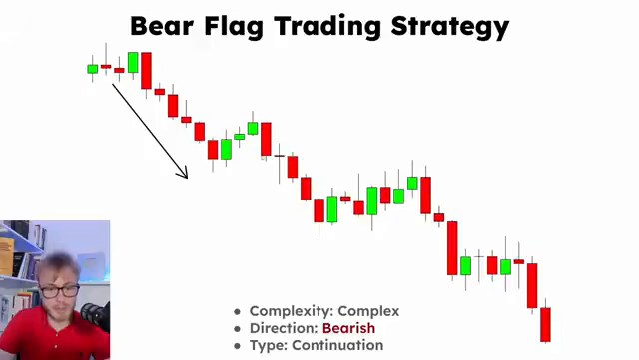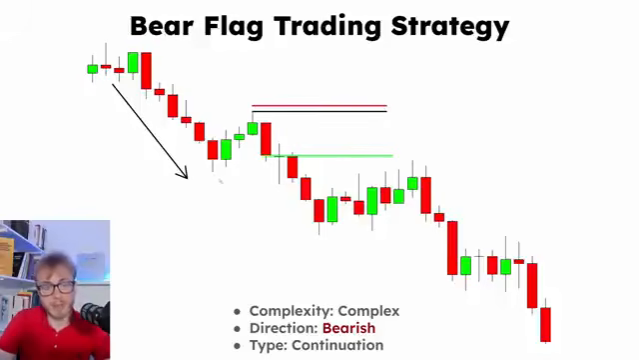As for your entry point, the most common way to enter is to enter at the candle close of the last red candle. For your stop loss, you usually want to place it above the highest point of the pattern. So this right here is the highest point of the pattern, and you want to place your stop loss just above that point.